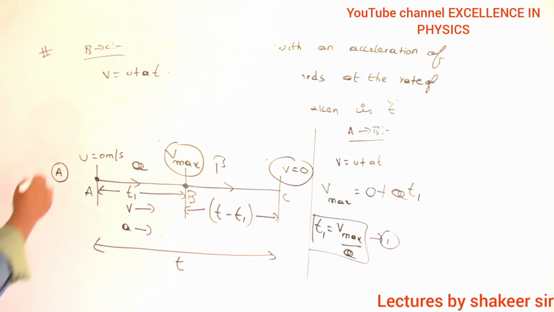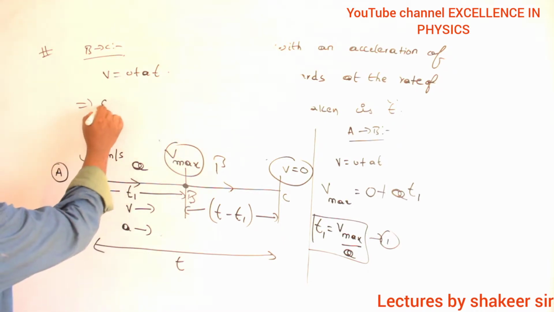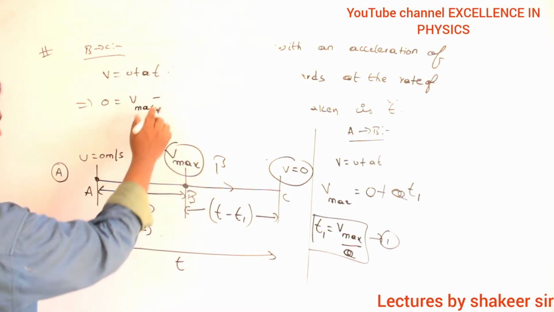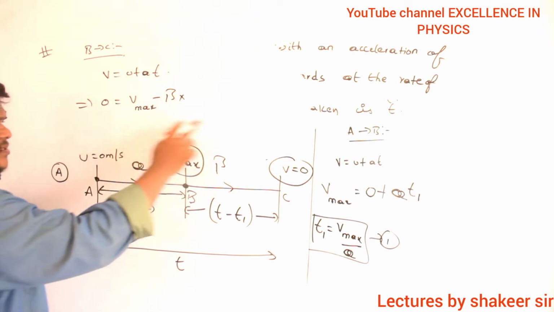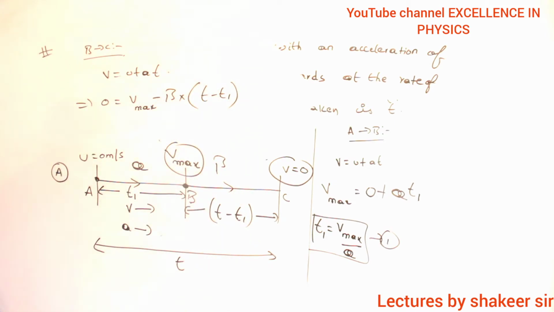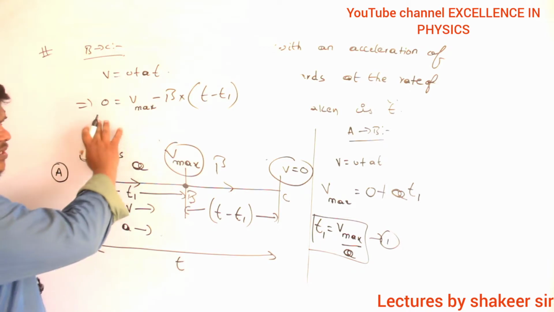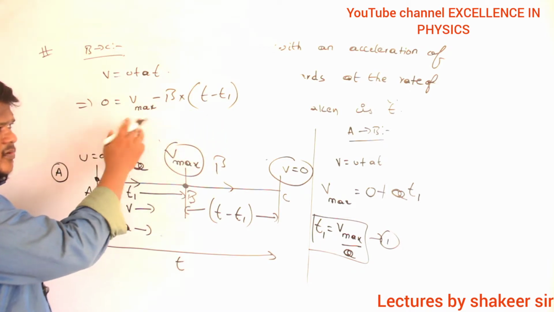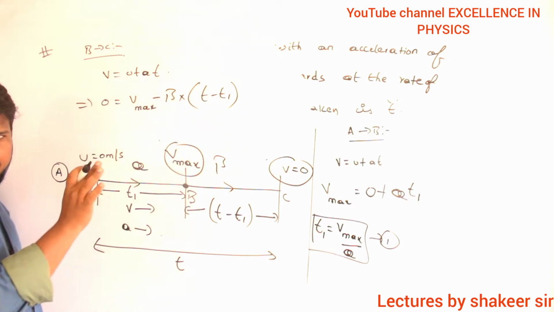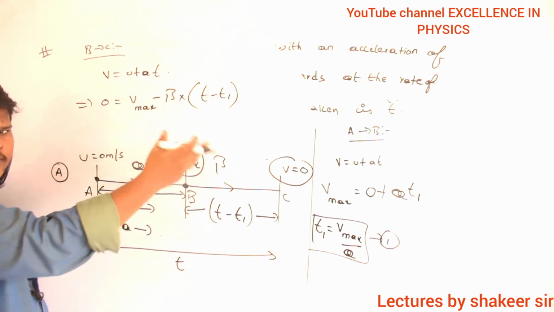So therefore, how can I write the equation? Final velocity is 0. Initial velocity is V max. Acceleration is minus beta. Time taken is how much? Time taken is T minus T1. Understood now? Now see here, how many unknown quantities are there? V max is an unknown quantity, no? T1 is also an unknown quantity. So with 2 unknown quantities, I require 2 equations, no?